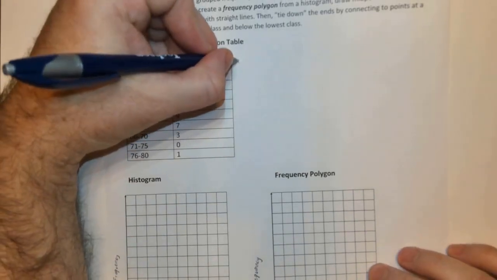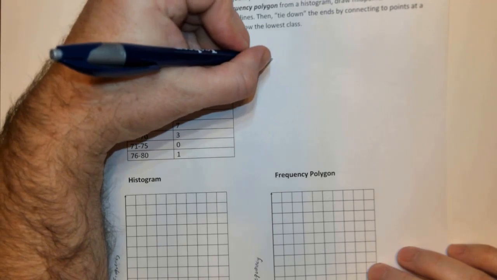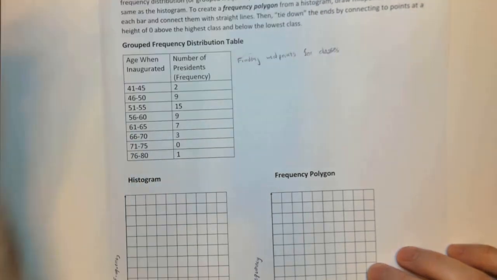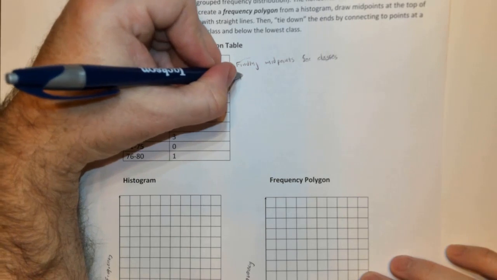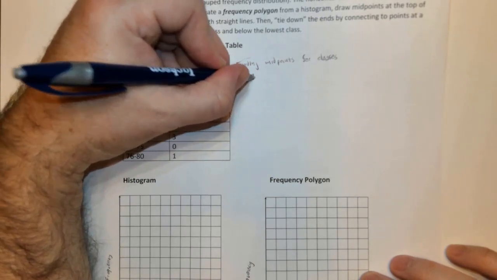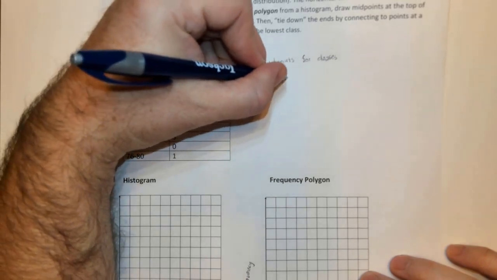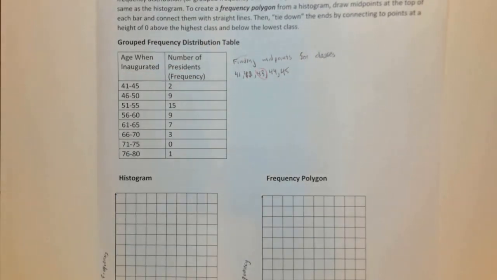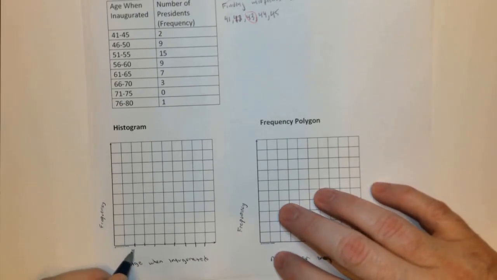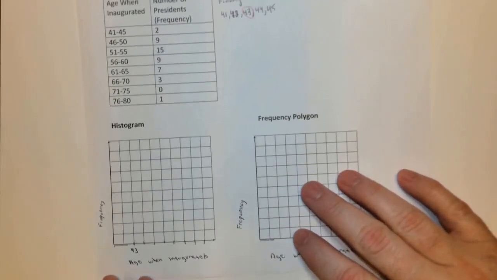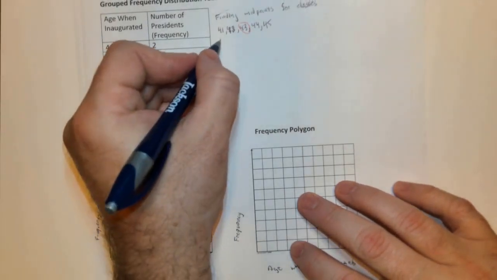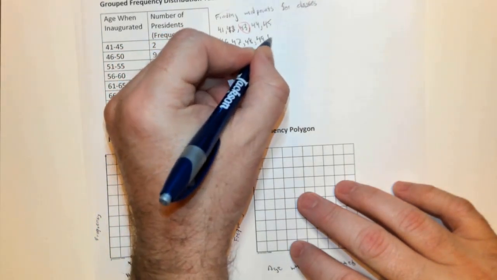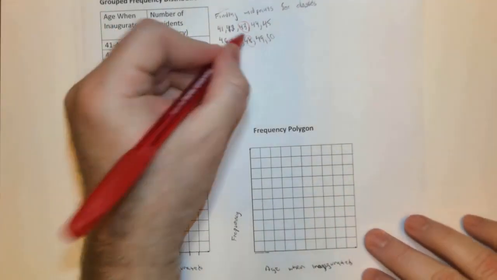So, finding the midpoint. The easiest thing to do is just to count 41, 42, 43, 44, 45. The midpoint of this class is 43. So that's what goes here. Now I'm going to continue to do this. You're going to see a pattern. The next one is 46, 47, 48, 49, 50. The midpoint of that class is 48.